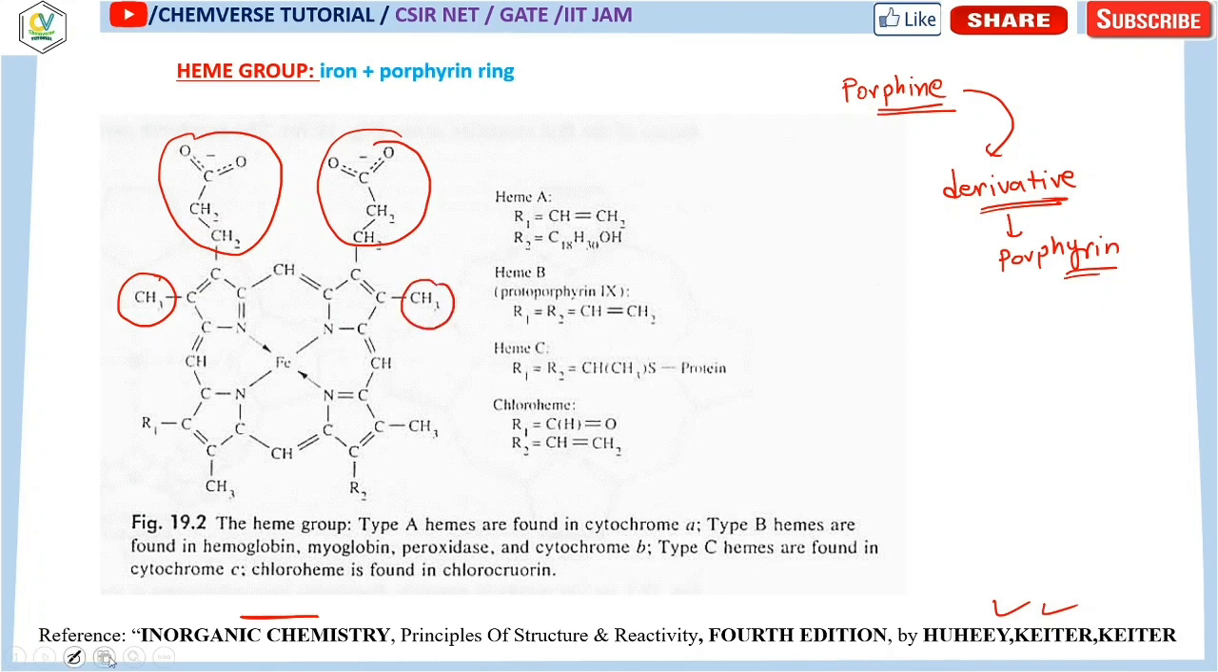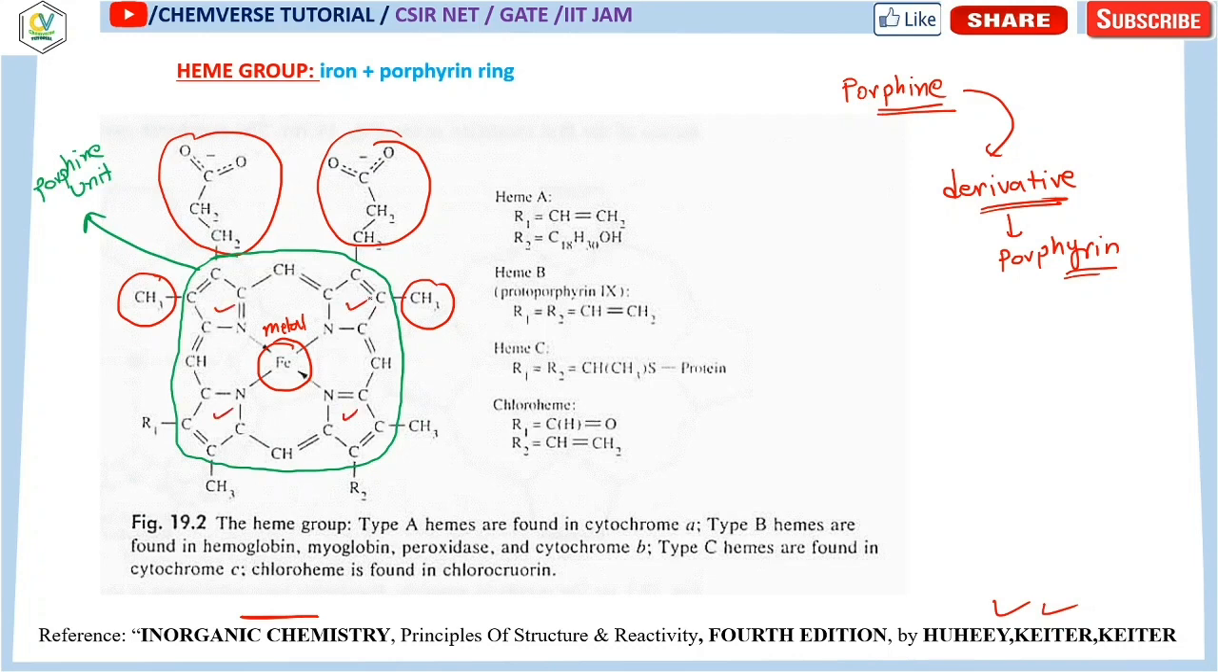Over here, if I mention it in the green circle, you can see that this is the basic porphyrin unit, and this is the central metal ion. Over here it is iron. This is the metal center. Around this metal center is the porphyrin ring, where these are the 4 pyrrole rings. So porphine consists of connected tetrapyrrole, and this is an aromatic system.